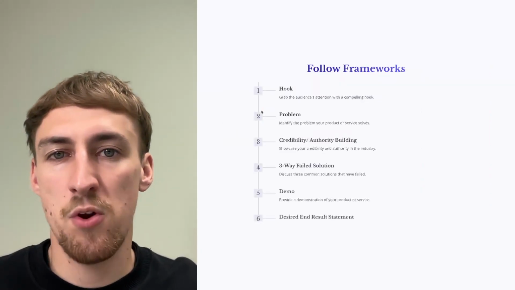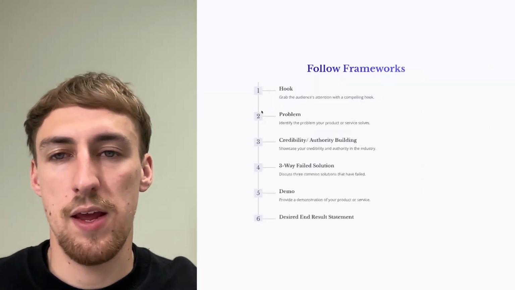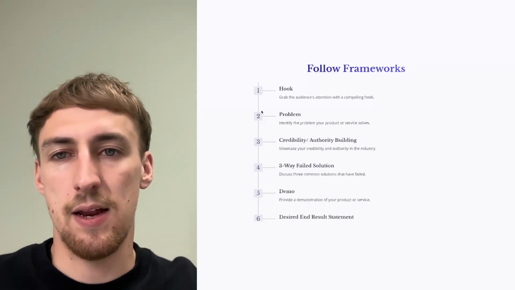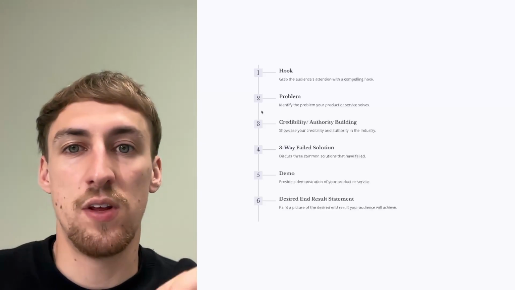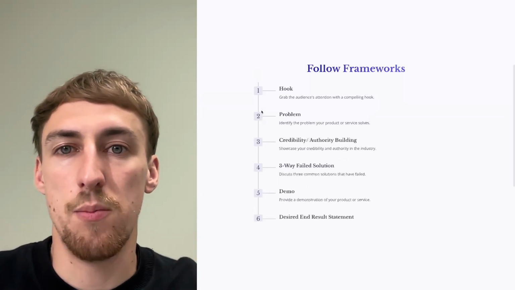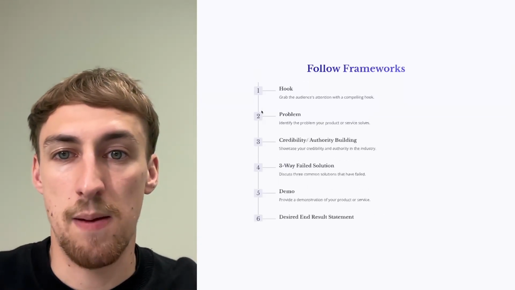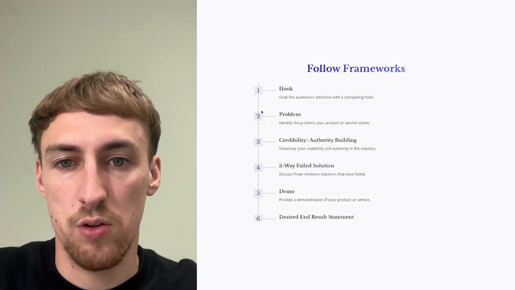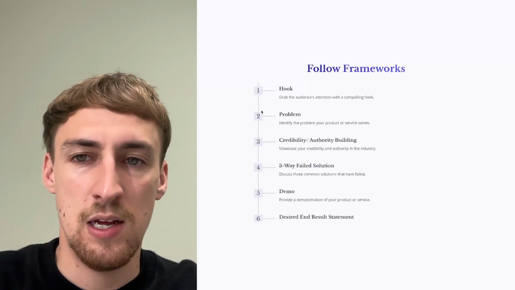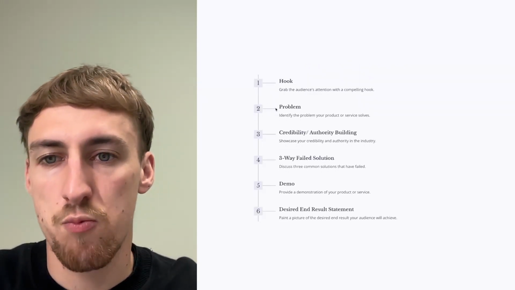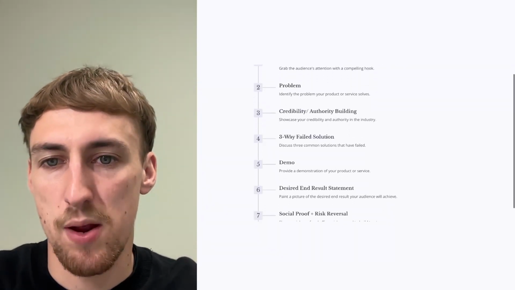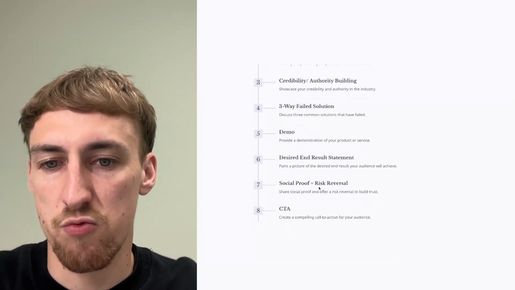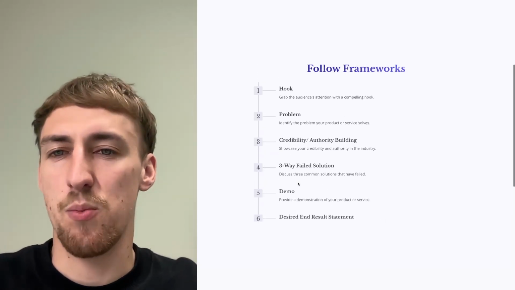So next we move on to follow frameworks. Now, if you aren't experienced writing scripts, then it's really important to follow frameworks, and that's because it ensures that you hit different points and you're not going to be having an ad that isn't calling out problems, isn't calling out pain points, failed solutions, objections, and everything like that. So here's an example of a framework: hook, problem, credibility, 3-way failed solution, demo, desired end results, social proof, and risk reversal, CTA. And this framework is really good.